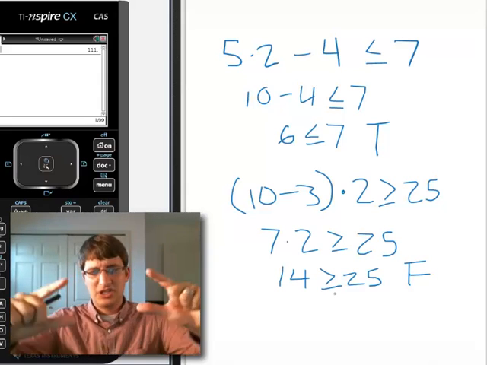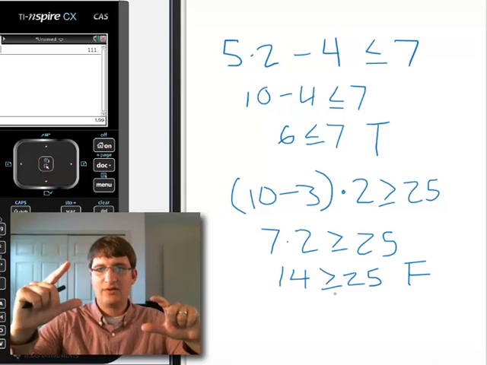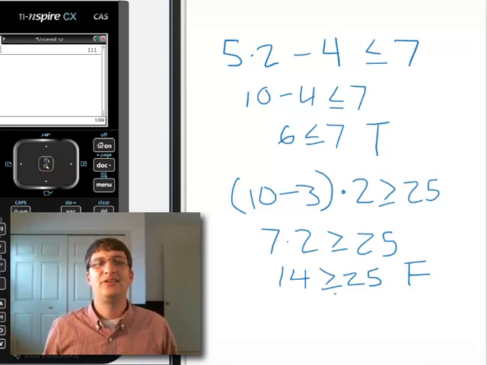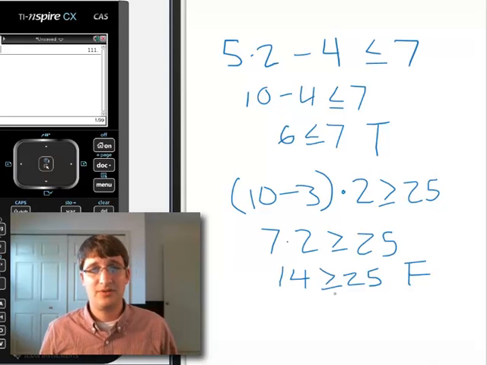But just which way the direction of those arrows look or move, and that'll tell you which one is less than or which one's greater than.